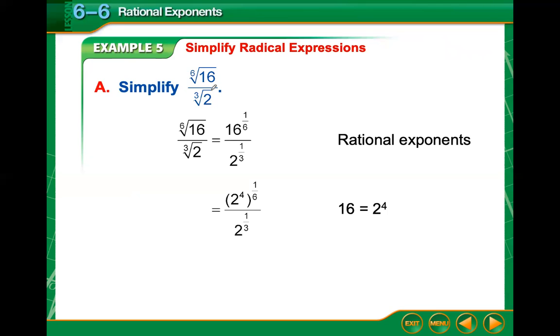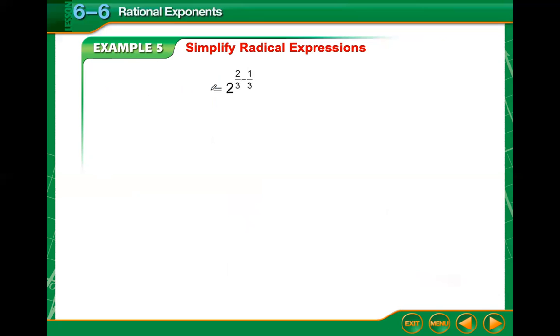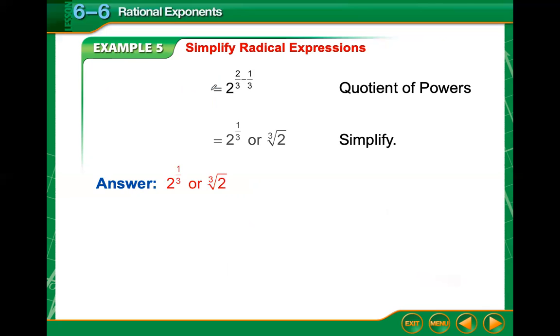So this is very similar to chapter 7, where you have to have the same base, which would be in this case 2. So we get 2 to the 2/3 over 2 to the 1/3, and using the quotient property of exponents, we're going to subtract the exponents. So we have 2/3 minus 1/3, which is just 1/3. So we have either 2 to the 1/3, or you can say the cubic root of 2.